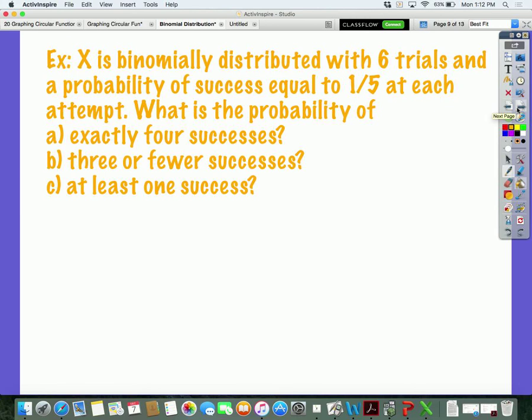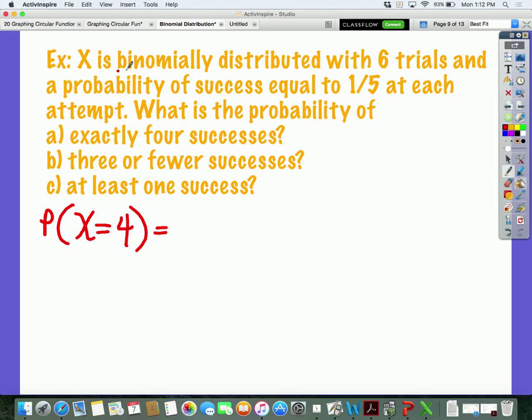All right, here's an example. X is binomially distributed with 6 trials and a probability of success equal to 1/5 at each attempt. What's the probability of exactly 4 successes, 3 or fewer successes, at least 1 success? So we've got 3 different problems dealing with 6 trials and a probability of 1/5 of a success. If it's 1/5 of a success, then the failure is what? 4/5. So the probability that you get exactly 4 successes will look like this.